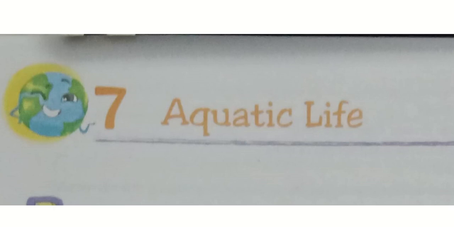As you can see on the screen, the name of the chapter is Chapter number 7, Aquatic Life, which I have already shared in the Google Classroom. We are going to learn about aquatic life. It means the life, or the different kinds of species, which live in or on the surface or inside the water. I'm talking about species of plants and animals both. So let us start the lesson.